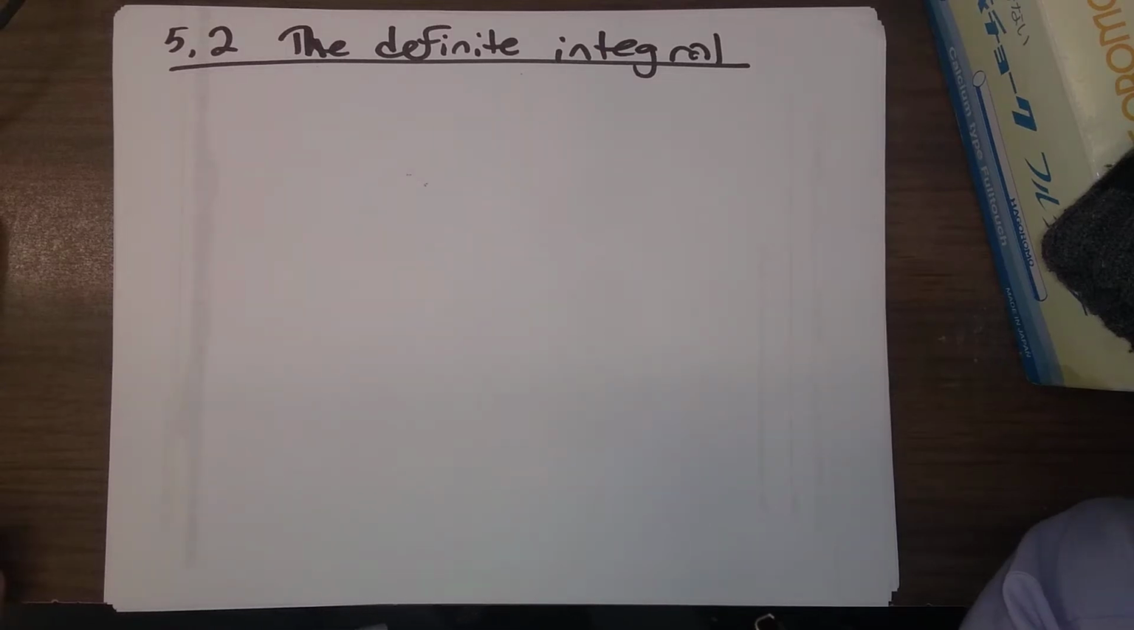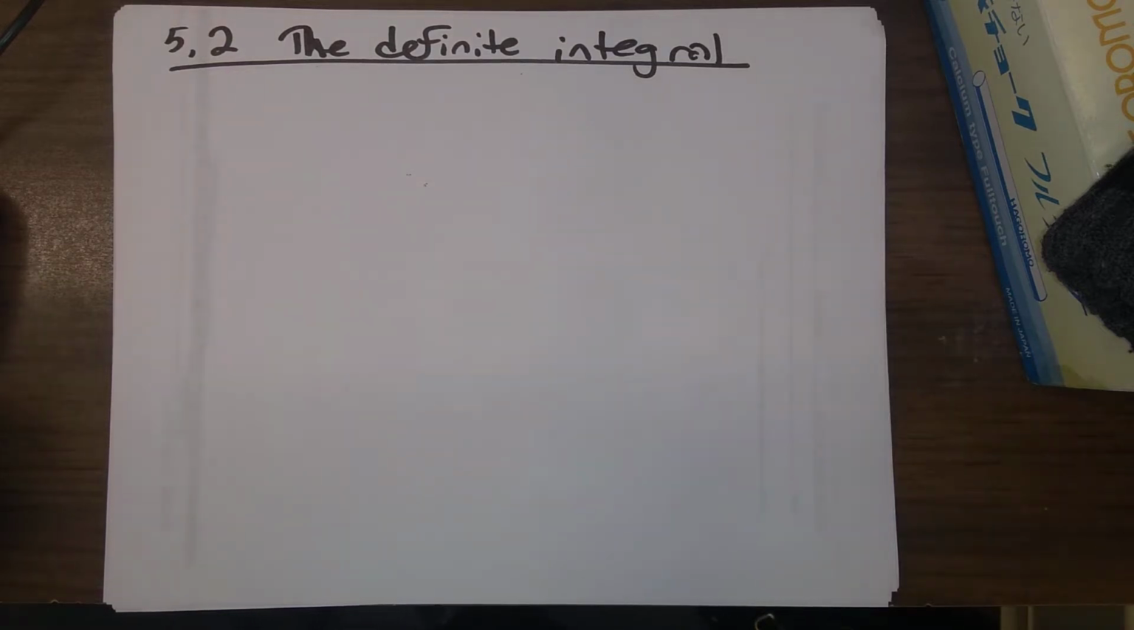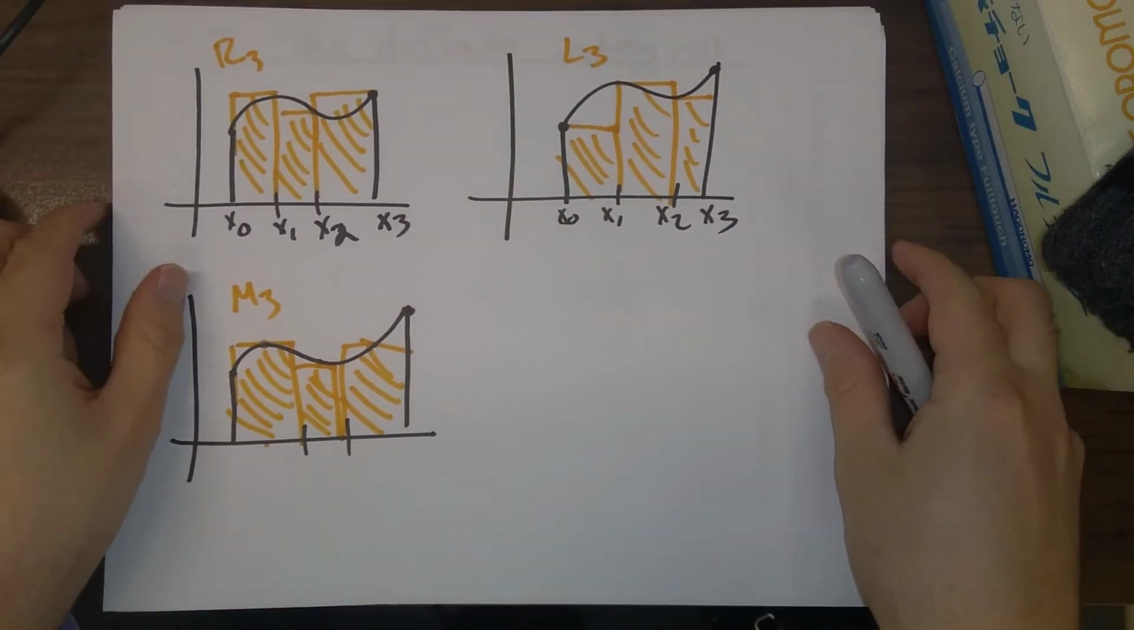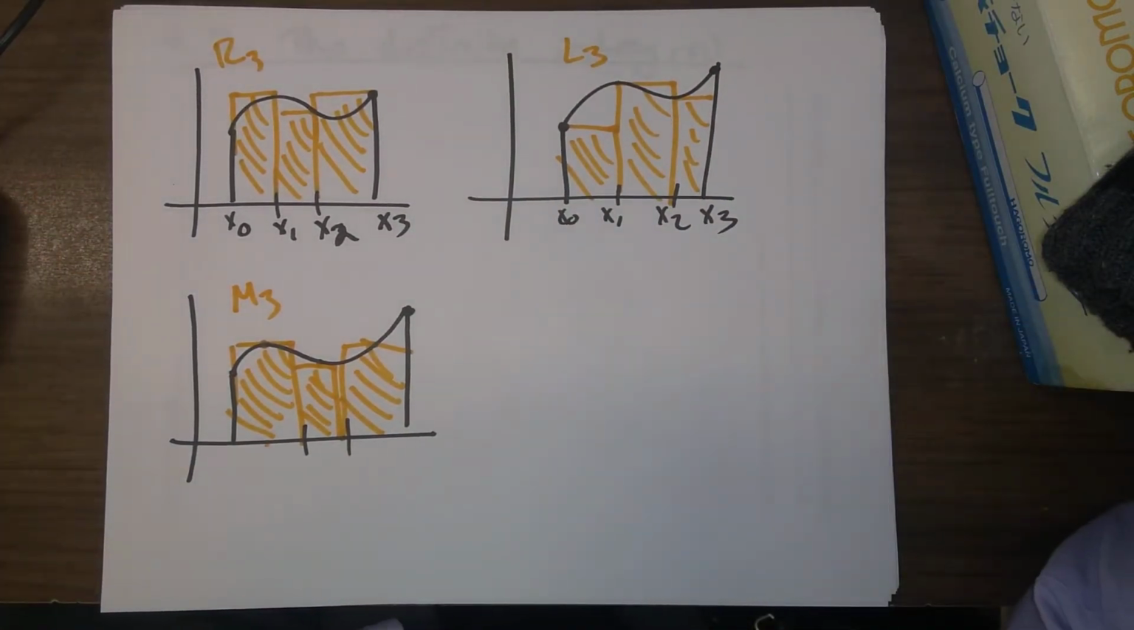Okay, we're ready to start section 5.2 on the definite integral. So this is riffing off of the ideas that we were looking at in the previous section. Just as a reminder, we were looking at how to estimate the area under curves with rectangles, and we had three basic ways to do it.